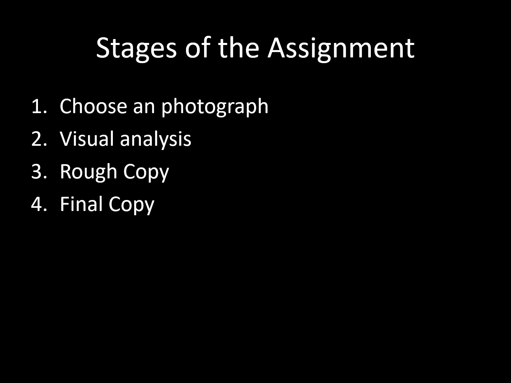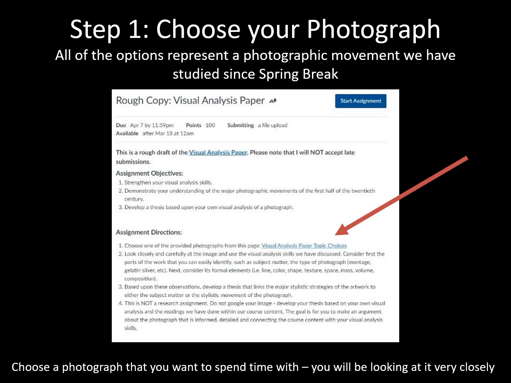So there are 4 stages to this assignment. We'll just go through them here in the video. The first step is to choose your photograph. I have a link within the assignment directions that has 6 different options for you to choose from. All of these options represent a photographic movement that we've studied since spring break. You should probably choose one that you like. Choose something you want to spend time with because you will be looking at it very closely.